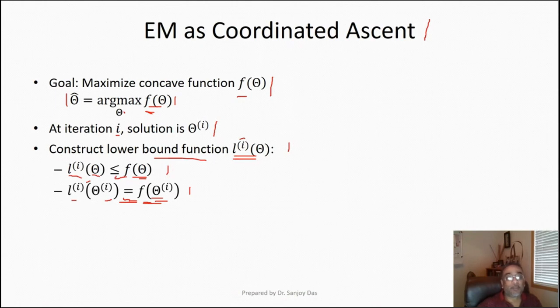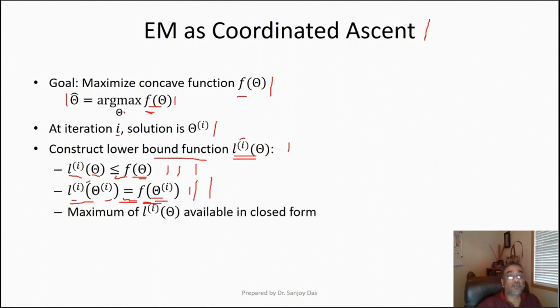So this is important to remember. Li of theta is a lower bound of f, and at the current guess theta i, the current estimate in iteration i of theta, the lower bound and the function f have the same value. So these are two important things to remember. And so then what we do is we assume that f of theta is hard to maximize for some reason, as you'll see later, but it's easy to maximize the lower bound in closed form. It's available in closed form, and so you can derive an expression for its maximum. And so instead of maximizing the concave function, every iteration we maximize the lower bound Li of theta.